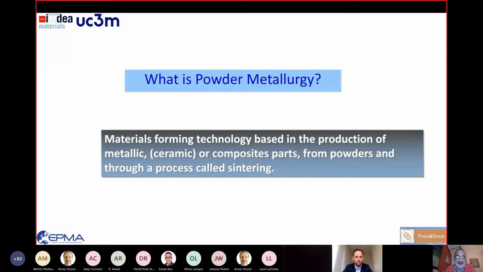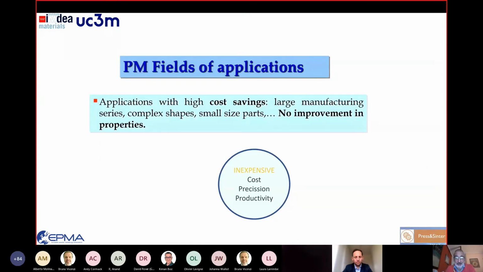Press and sinter is in the middle of this technology, which is called powder metallurgy, a materials forming technology based on the production of metallic or other materials from powders through a process called sintering. In the middle of this, there are a lot of different fields of application of powder metallurgy. The first one is applications with high cost savings, with large manufacturing series, complex shapes, small size parts. In this case, we don't have an improvement in properties in general, but we are taking advantage of the cost, the precision, and the productivity. This is maybe the main field of application in which press and sintering works better.